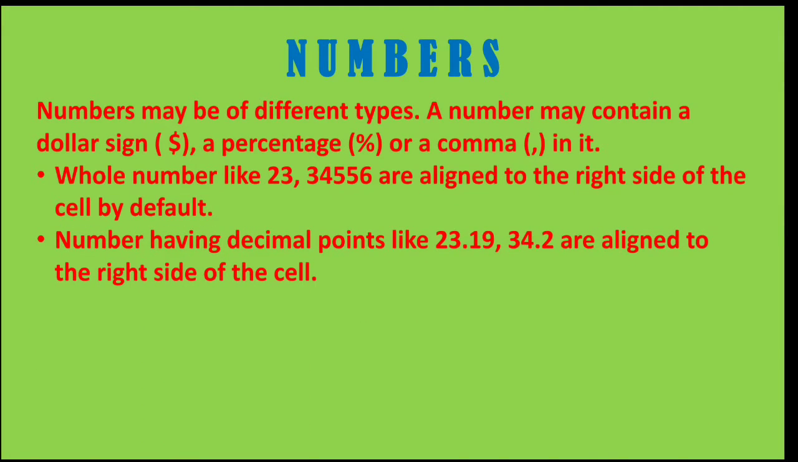Next, numbers having decimal points like 23.19, 34.2 are aligned to the right side of the cells. So we can also enter decimal numbers. We can also enter whole numbers.